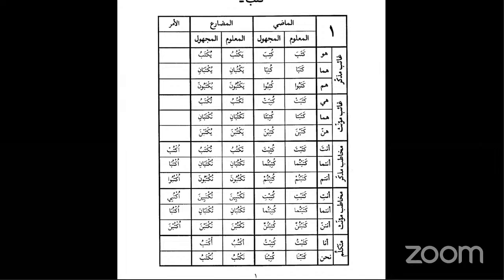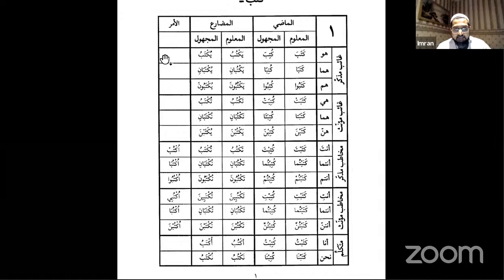Anta katabta, you single male wrote. Antuma katabtuma, you dual male wrote. Antum katabtum, you all male wrote. Anti katabti, you female wrote. Antuma katabtuma, you dual wrote. Antunna katabtunna, you all female wrote. Ana katabtu, I wrote. Nahnu katabna, we wrote. Excellent. Brilliant. Right. Is that clear for everyone so far?